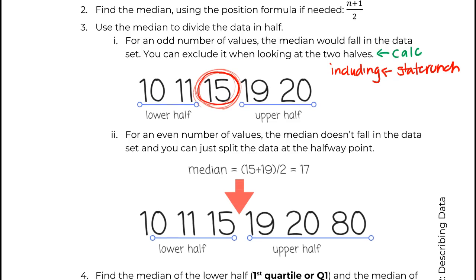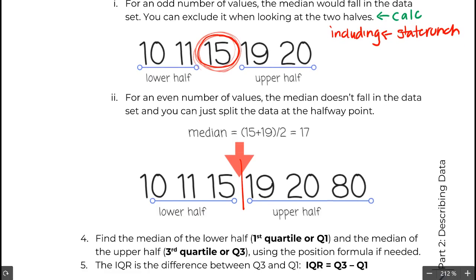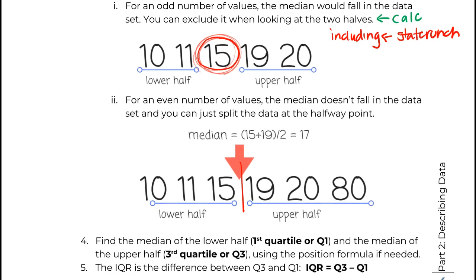For an even number, this is much more straightforward. You just divide your data in half. All right. Once you have your data in half, then you can find your Q1 and Q3. Q1 is the median of your lower half. So if you look at only the lower half of your data, you want to figure out where the middle is. In this case, the middle would fall right between 10 and 11 at 10.5. For the other set, it would fall right between 19 and 20, which we would average to 19.5.